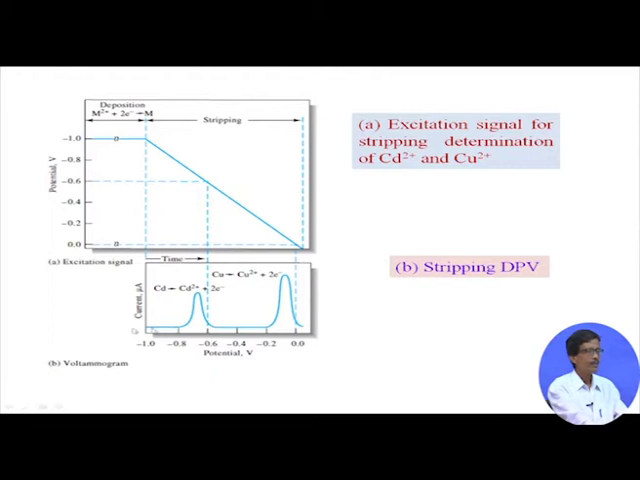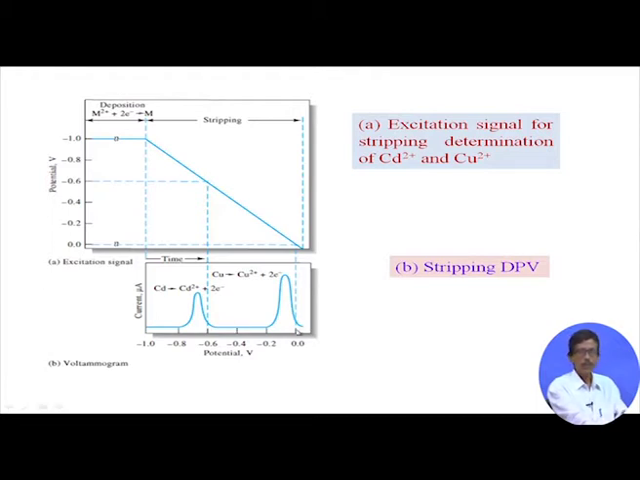So, these are the stripping DPV plots. In the differential pulse voltammogram, the cadmium will be oxidized back to cadmium 2+ first, because its potential is higher compared to copper. Copper will appear in the range below -0.2 volt. So, these are very distinct and well-established potential values for the oxidation of these species.